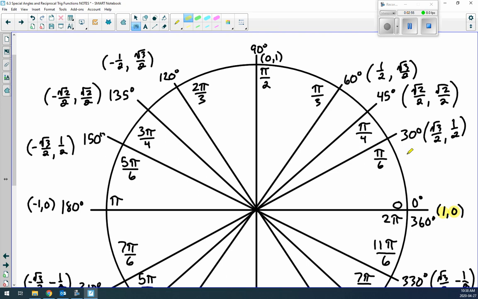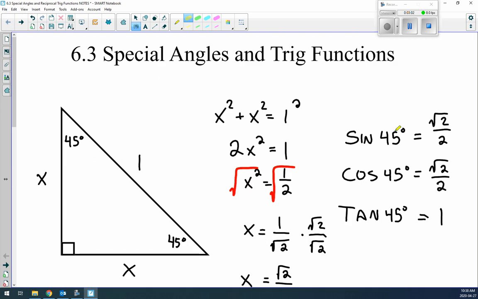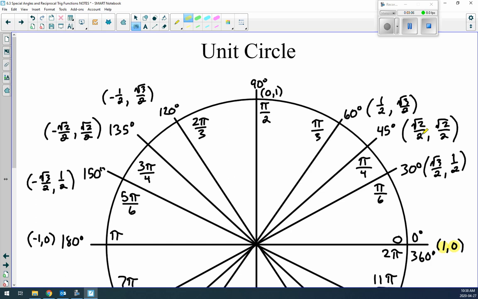Now we can start breaking down the other angles. So we got 30, 45, and 60. Let's do 45 first, because 45 we figured out on the previous page. At 45, the x and y values are root of 2 over 2. So there's our x and y. So the cosine of 45 is root of 2 over 2. Sine of 45 is root of 2 over 2.